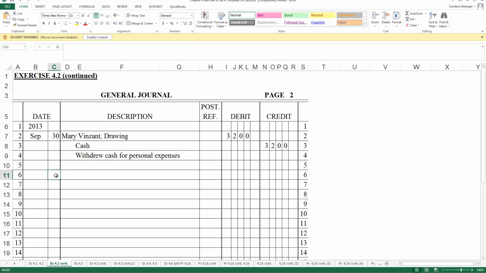Okay. Next one, issue check 1004 for $1,200 to pay the rent for October. So we debit expenses, assets, and draws. In order to increase our expense, so we have additional expense, we debit it. So rent expense, and that is for $1,200. Our rent expense, and our cash is going down.